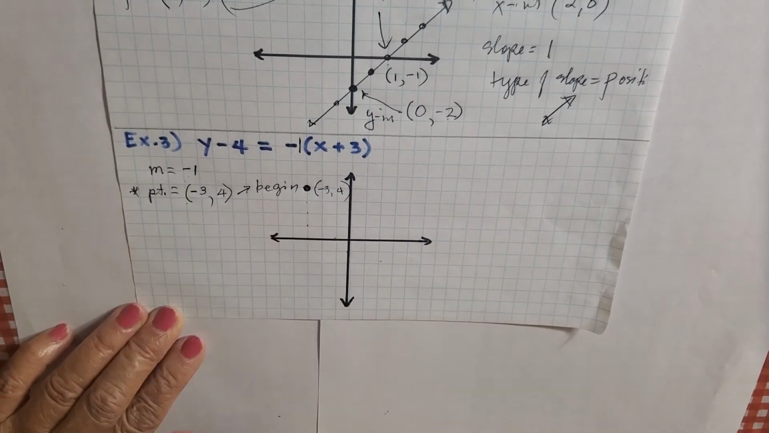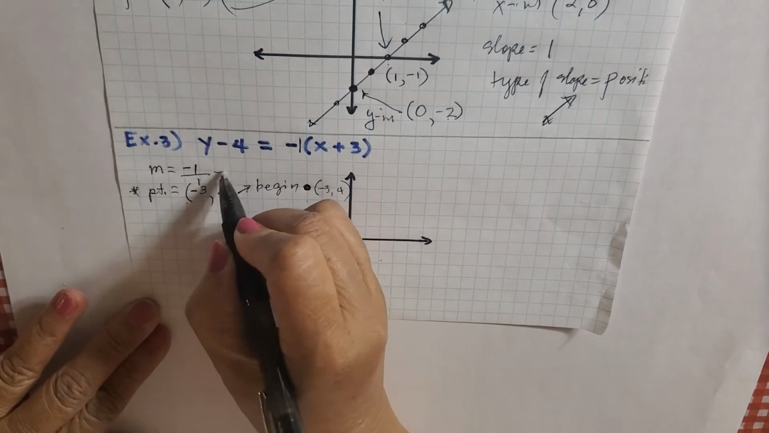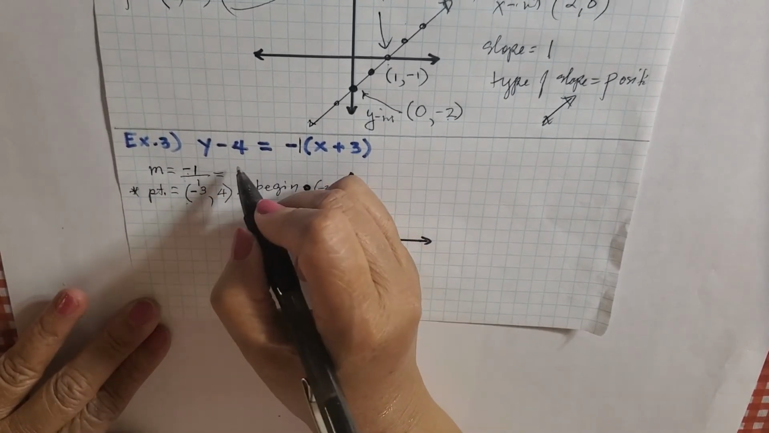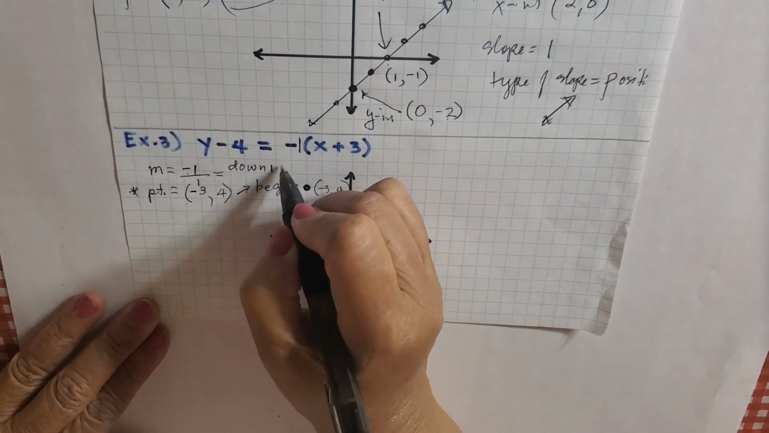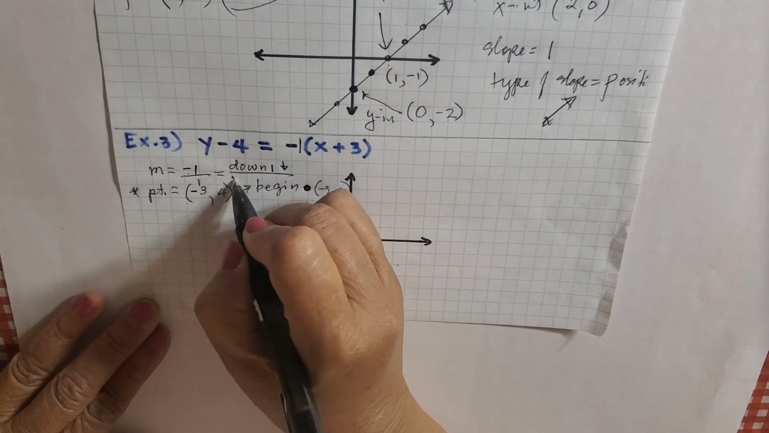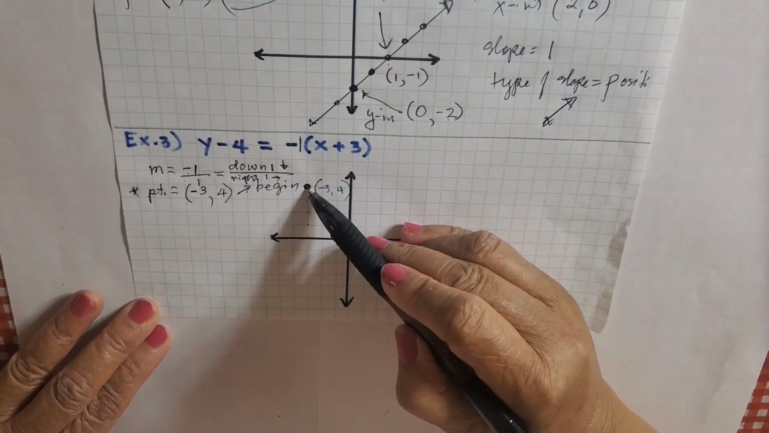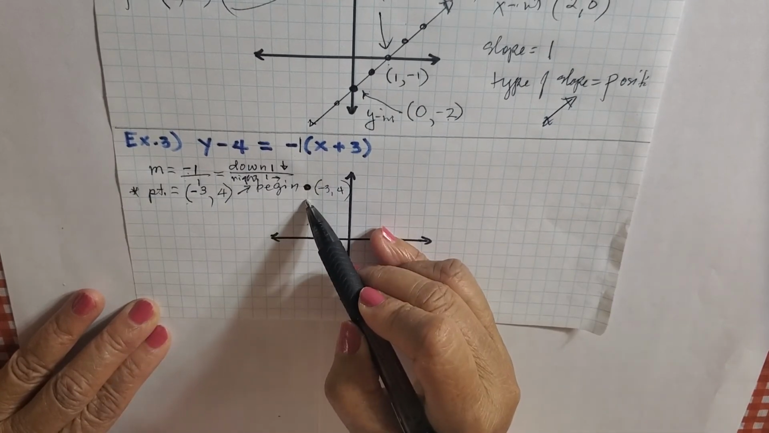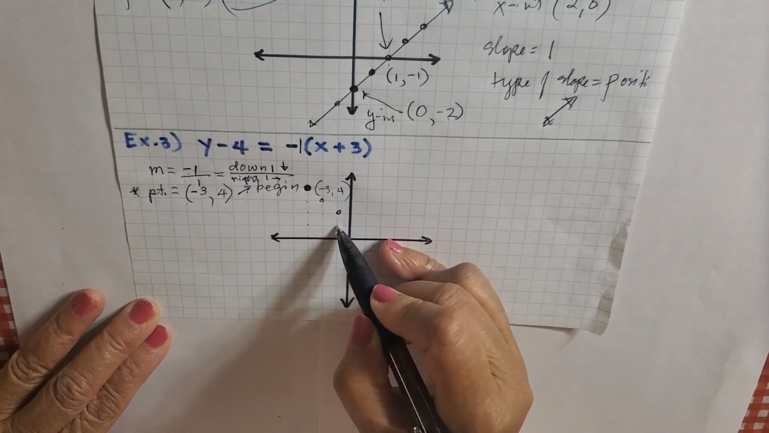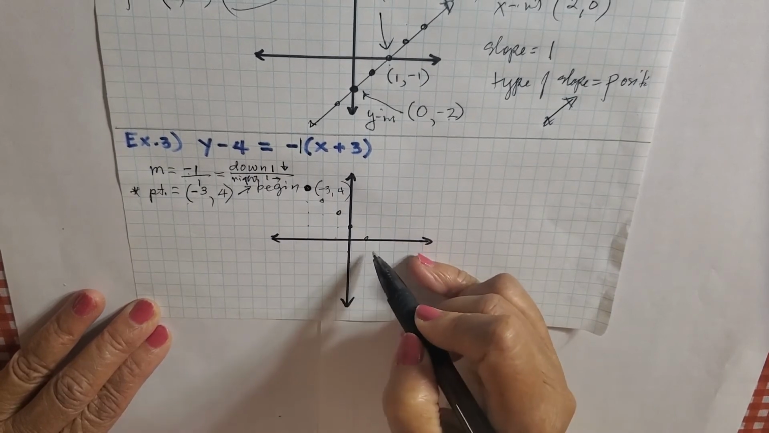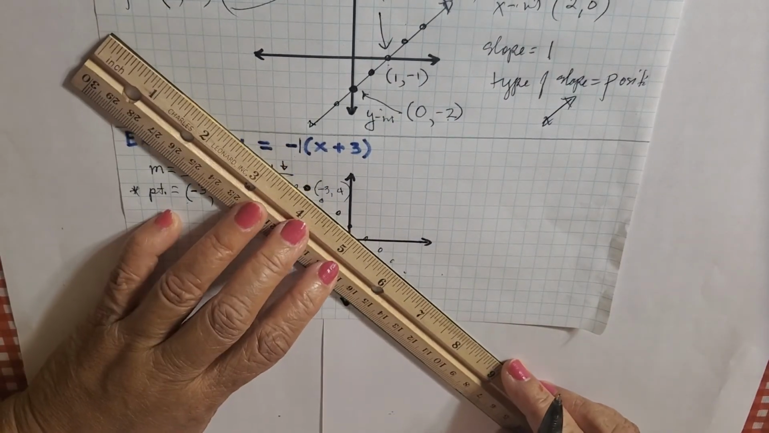The slope is -1. I will make the slope a fraction and write the direction. Oops, negative. So that will be down 1. The direction is going down, and then to the right 1. So from here, I go down 1 to the right 1, down 1 to the right 1, down 1 to the right 1. There you go. Connect the points to make the line.